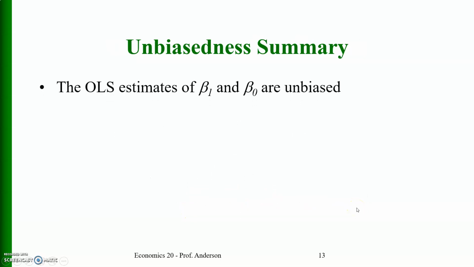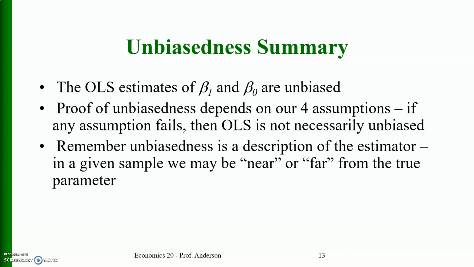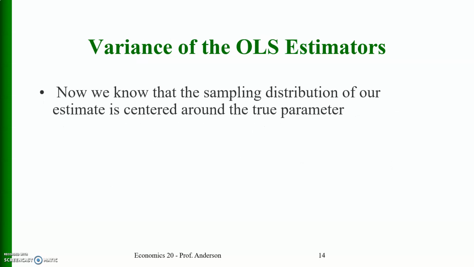The OLS estimates of beta 1 and beta naught are unbiased. Proof of unbiasedness depends on our four assumptions. If any assumption fails, then OLS is not necessarily unbiased. We must remember unbiasedness is a description of the estimator in a given sample. We may be near or far from the true parameter.